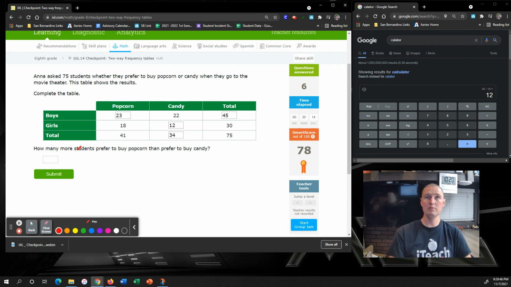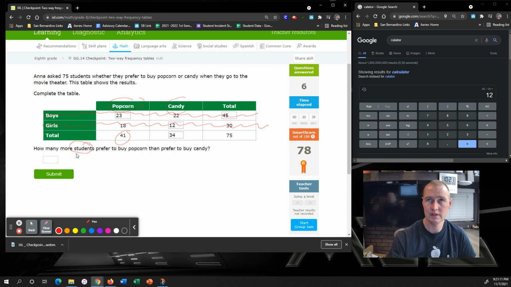Last question. How many more students prefer to buy popcorn than prefer to buy the candy? Now, notice there's nothing mentioned about boys or girls because they're talking about students. We're talking about students. We're talking about the total. So the boys and the girls are not relevant here. And what does that leave us with? The only row for popcorn and the only row for candy.